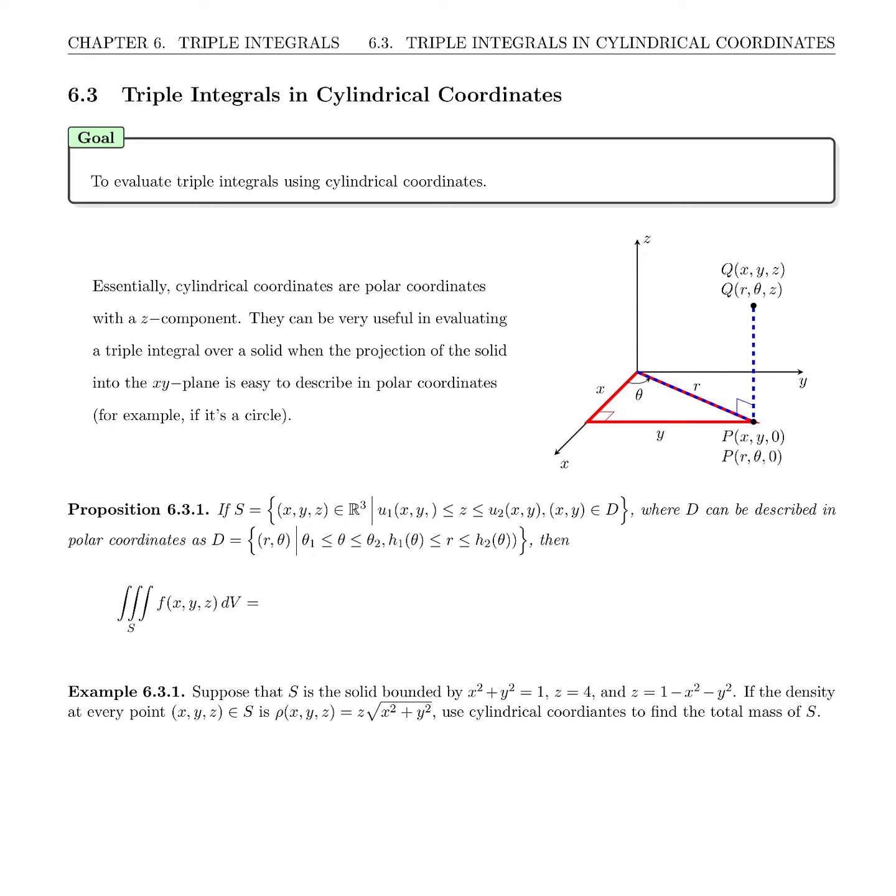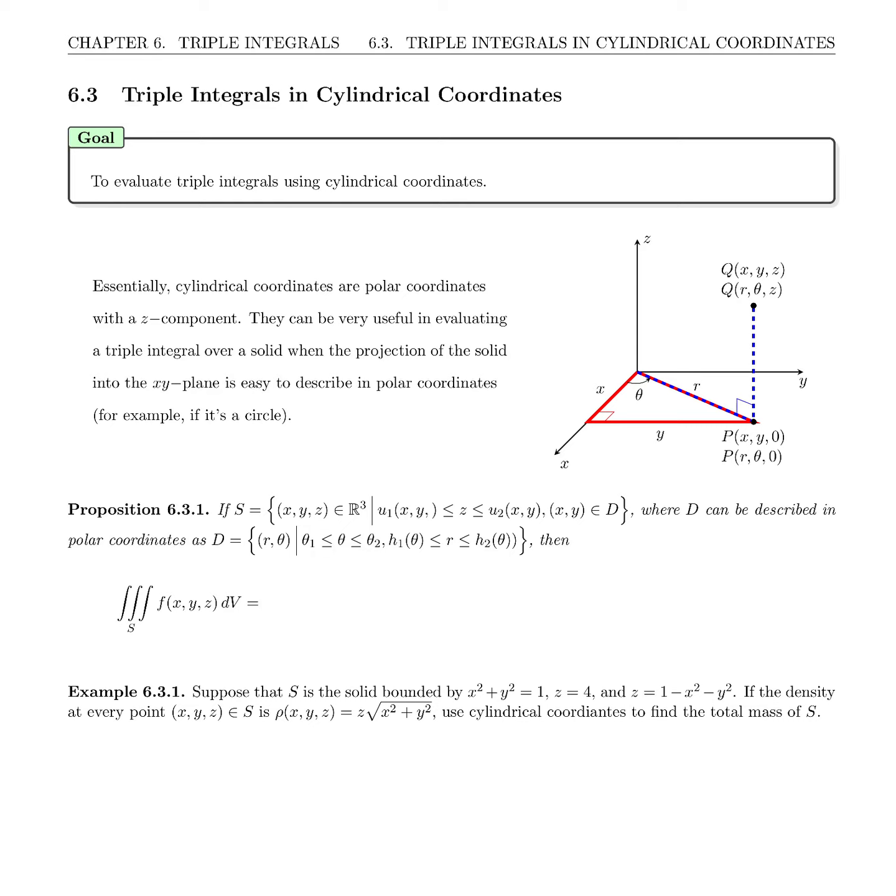We're going to do section 6.3, triple integrals in cylindrical coordinates. The goal of this section is to evaluate triple integrals using cylindrical coordinates. Essentially, these are polar coordinates with a z component. They can be very useful when the solid that you're trying to evaluate a triple integral over has a projection in the xy plane that's easy to describe in polar coordinates.